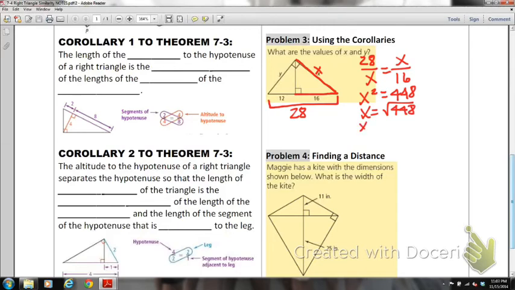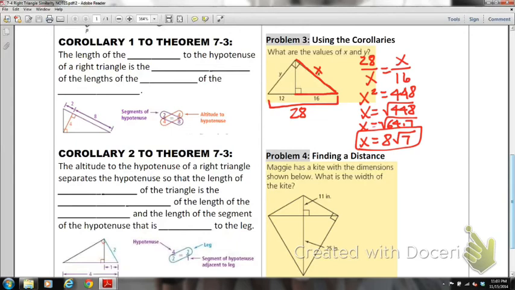448 is 64 times 7. So the square root of 64 is 8. I can take the 8 outside of the radical, leave the 7 under, and that's going to be my value for x.